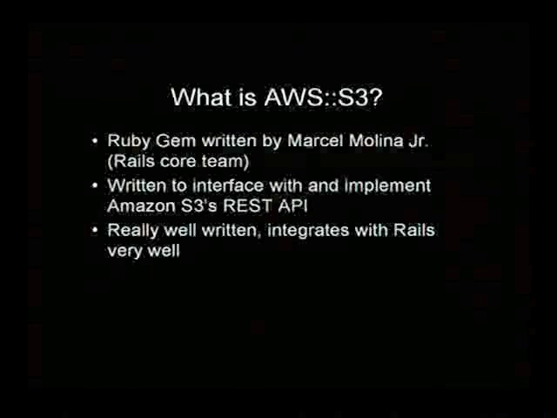AWS S3 is a Ruby gem written by Marcel Molina. He's on the Rails core team, and it implements the full REST API to a T. Every bit of functionality is implemented, which is really nice. It's really well written, so it integrates with Rails very well. It uses the same patterns as Rails, so using it is very similar to using a lot of libraries in Rails.